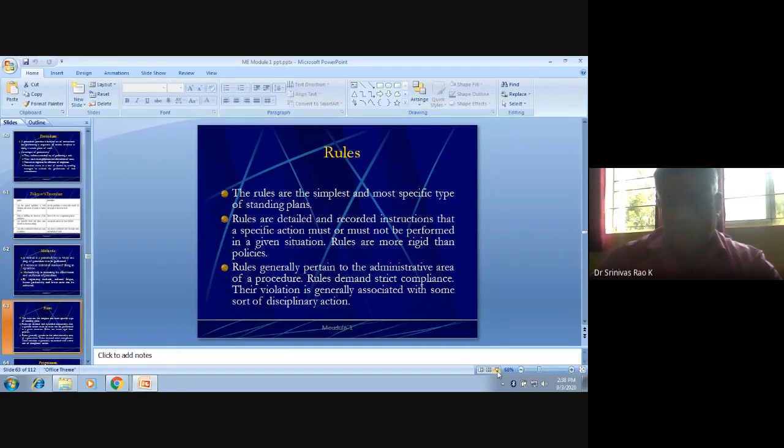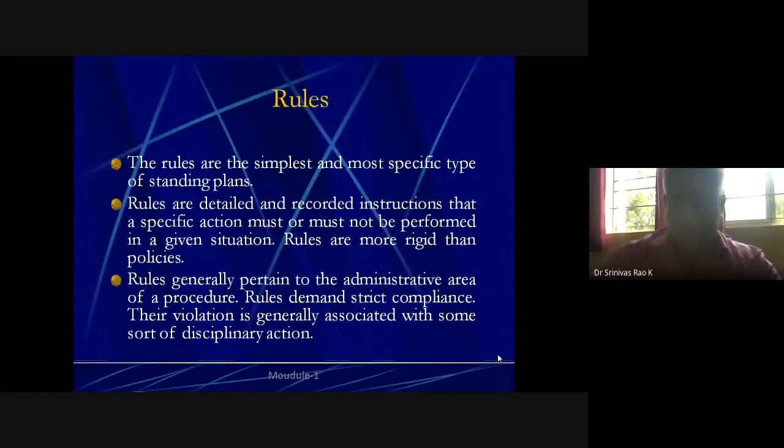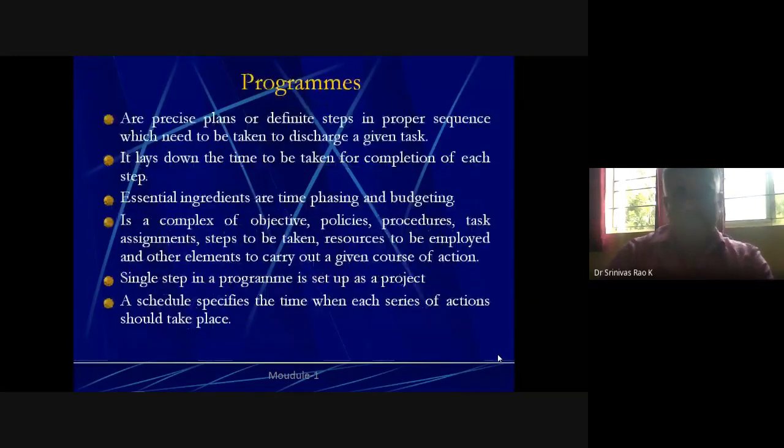So this is about the rules, flouting of rules and how to handle such situations. Now comes programs. Programs are also a part of the planning process. Programs are precise plans or definite steps in proper sequence which need to be taken to discharge a given task. You must have seen a cultural program. You do it during festivals and all.